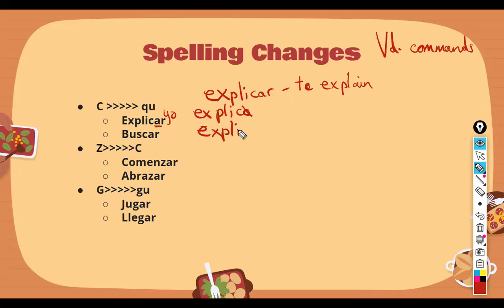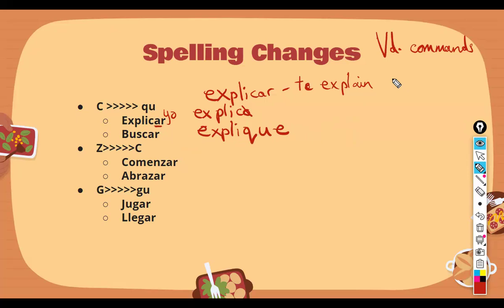I want to say to the teacher, explain. But if I add an E here, what happens now to the pronunciation of the C? It's no longer explique. It's explice, right? So that's a problem. So what we do instead is we change the C to a QU. So it becomes explique. This is a new stem and then I add to it E, right? So I say to the teacher, explique por favor, right?